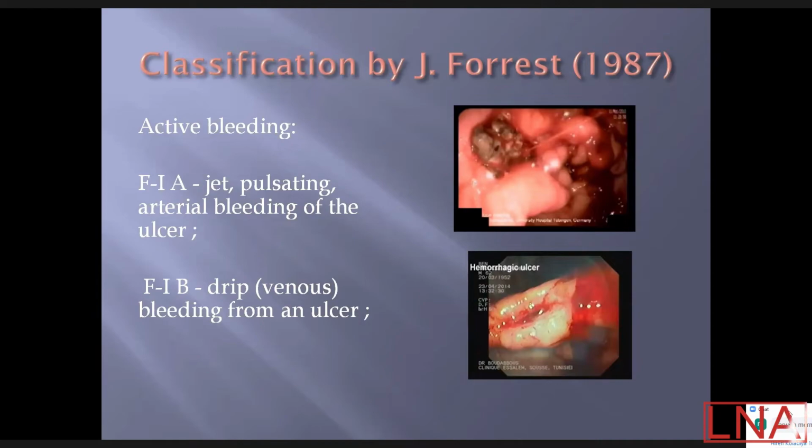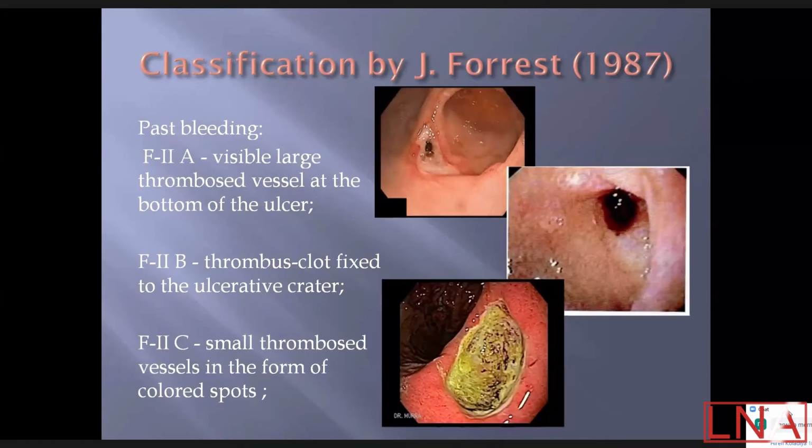And also, if we talk today about bleeding, I must repeat the classification by Forrest. It is an international classification. According to this classification, there are three stages. First, Forrest 1. Forrest 1 may be A and B. Forrest 2 may be A, B, C. You see on this picture Forrest 1A. It means a jet, pulsating arterial bleeding from an ulcer. 1B is venous diffuse bleeding from an ulcer, but continuing.